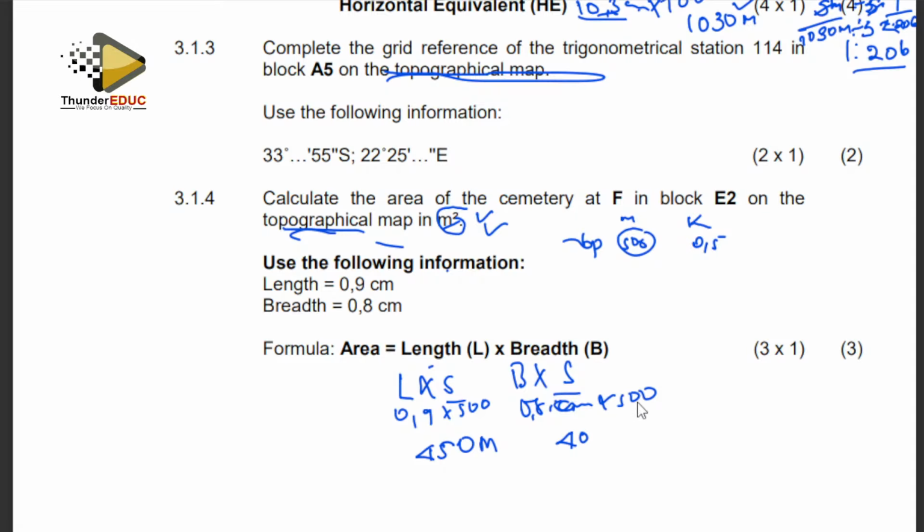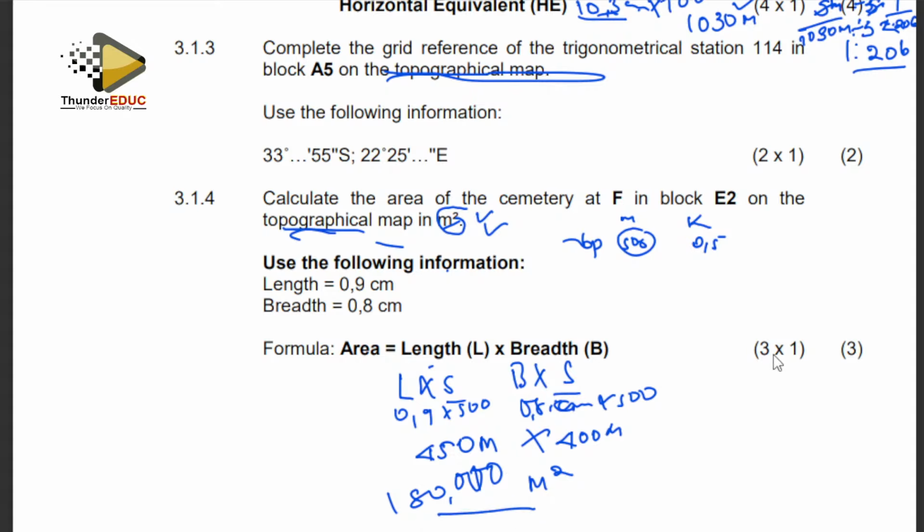How many zeros do we have here? 1, 2, 1 because of the decimal place. So this is meters. So we multiply. Meters by meters, what do you get? Meters squared. 45 times 40, what do you get? You get 1,800. Okay, 1,800 meters squared. Please understand.